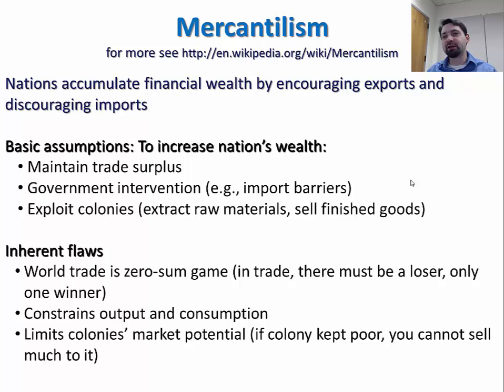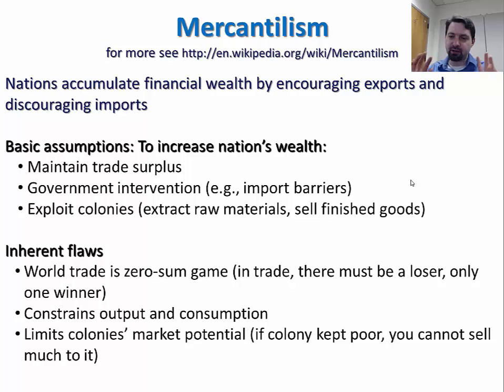Well, one of the biggest challenges here is that it assumes a zero-sum game. So it assumes that every time you get something, they lose, and vice versa. If they get something, you lose. And it's not quite the right assumption, and we'll discuss in a minute why. And also it limits your colony's market potential. If you try to keep them as a supplier of natural resources and buyer of the finished goods, you basically are bound to keep them poor. And the problem with that is that if you keep them poor, you can't really get much in exchange from them. And let me explain it in a different way.